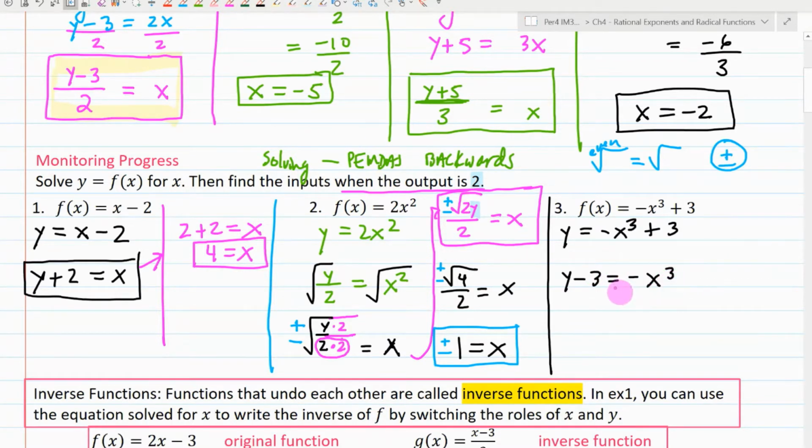So here's what happens. When you divide both sides by negative 1, then this becomes negative y plus 3 is equal to x to the third. Then, to undo this, you're going to take the cube root of both sides. You don't need a plus or minus here because it's not a square root. So that's the formula.